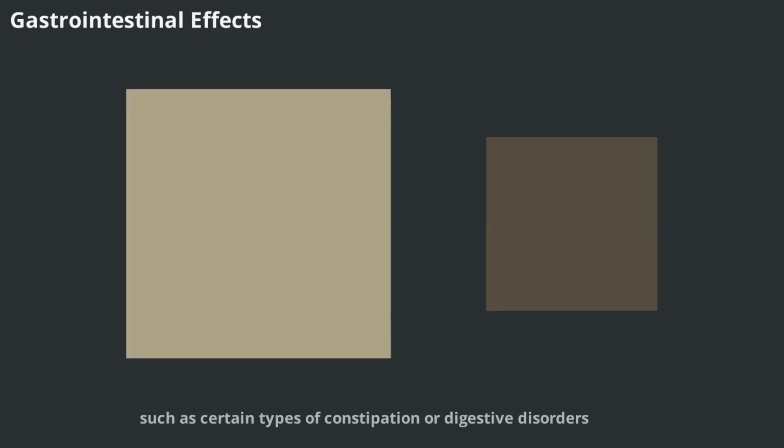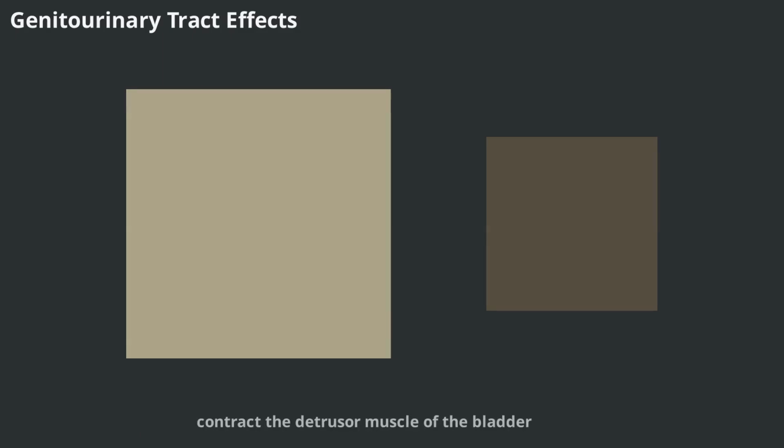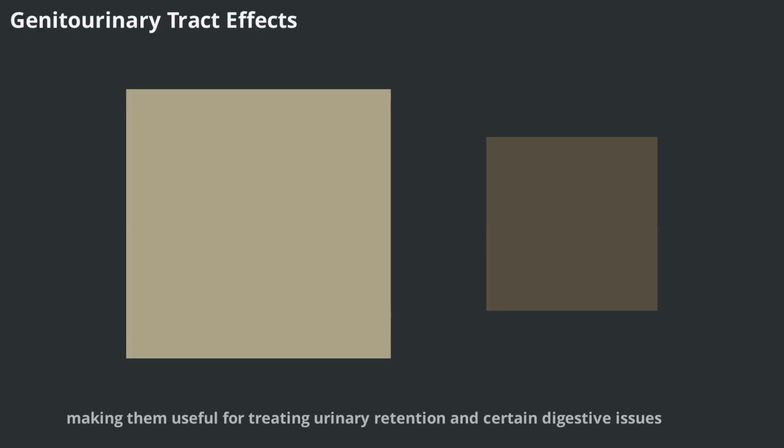In the genitourinary tract, choline esters can increase urethral peristalsis, contract the detrusor muscle of the bladder, and increase voluntary voiding pressure. They also decrease bladder capacity and relax sphincters. Drugs like carbachol and bethanechol are especially selective for stimulating the gastrointestinal and urinary tracts, making them useful for treating urinary retention and certain digestive issues.